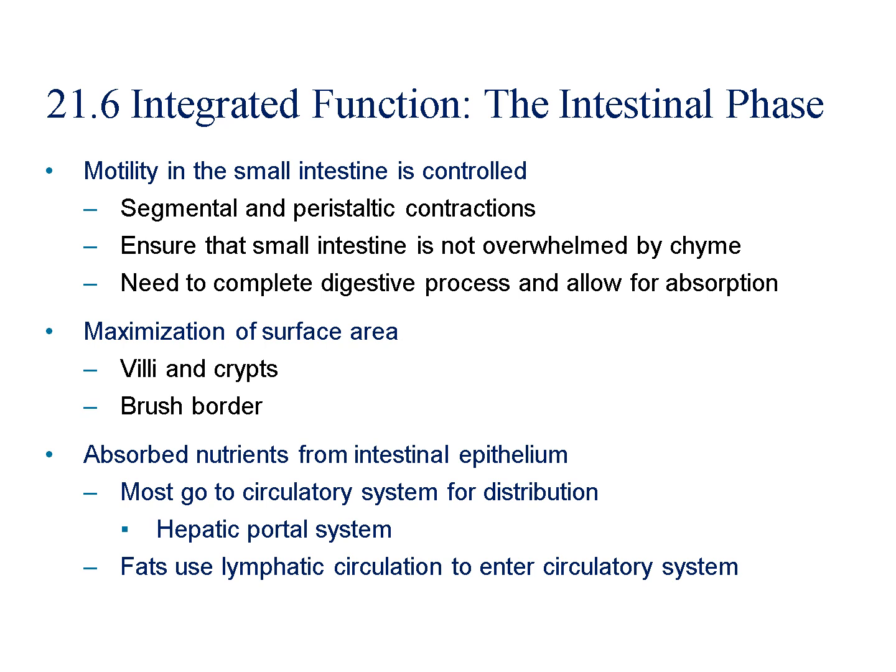Motility in the small intestine is controlled by segmental and peristaltic contractions. Segmental contractions mix the partially digested food, or chyme, with digestive enzymes, allowing for thorough breakdown and absorption. Peristaltic contractions propel chyme forward, ensuring that the small intestine is not overwhelmed with excessive material at once. This controlled movement ensures that digestion is completed and nutrients have ample time to be absorbed.